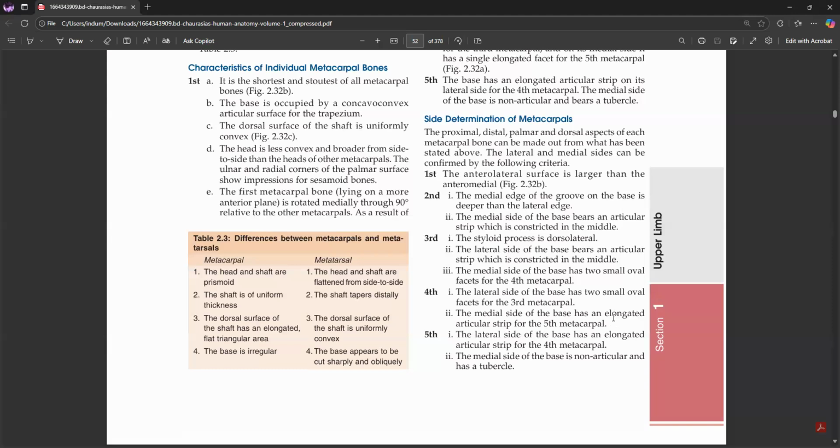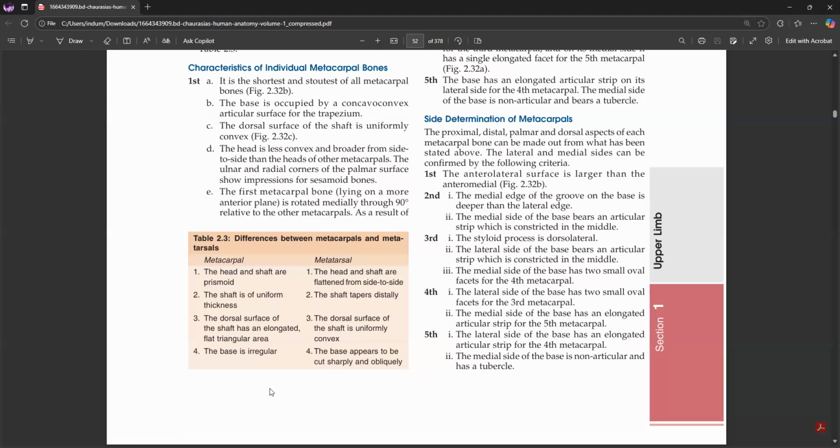Fourth, the lateral side of the base has two small oval facets for the third metacarpal. The medial side of the base has an elongated articular strip for the fifth metacarpal. The lateral side of the base has an elongated articular strip for the fourth metacarpal. This is for the fifth metacarpal. The medial side of the base is non-articular and has a tubercle.